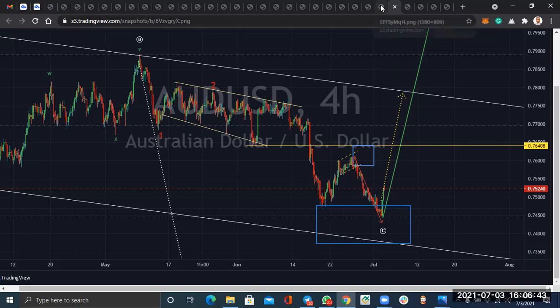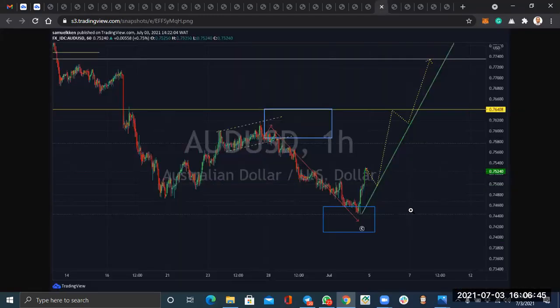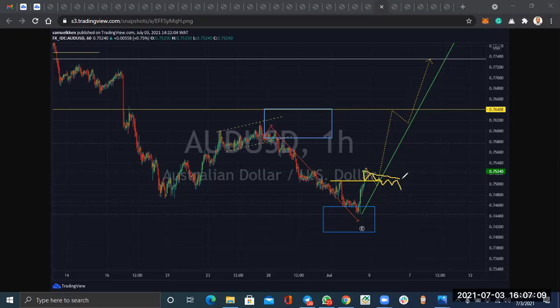So on the 1 hour, you can see we already have a nice move. Having broken this last swing below is a very good sign that we are now going up. So look for either 3 waves or a flag or something like this. When you see something like this, it's time to buy.